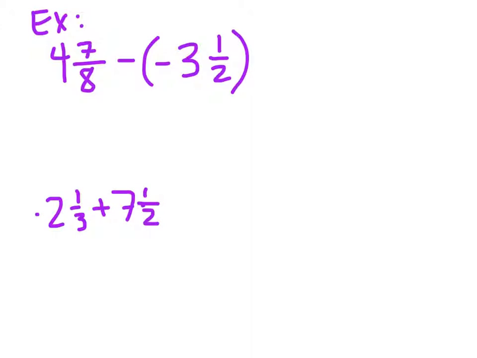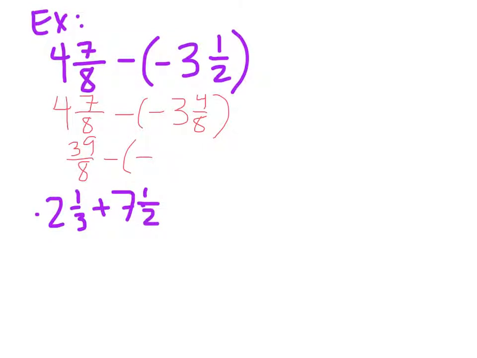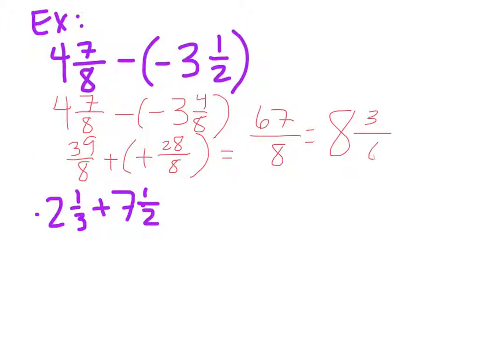So the first thing I'm going to do is get common denominators. So I'm going to say 4, and what's my common denominator going to be? It's going to be 8, so 4 and 7/8 minus negative 3 and 4/8. And then I'm going to make them into improper fractions. So I'm going to say, okay, 4 times 8, 32, plus 7, 39/8 minus negative 24 plus 4, 28/8. Then I'm going to do zoom, zoom, and I'm going to say 39 plus 28 is 67/8. Change that to a mixed number is 8 and 3/8.